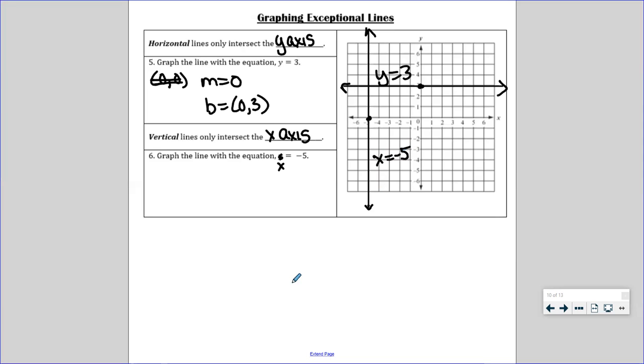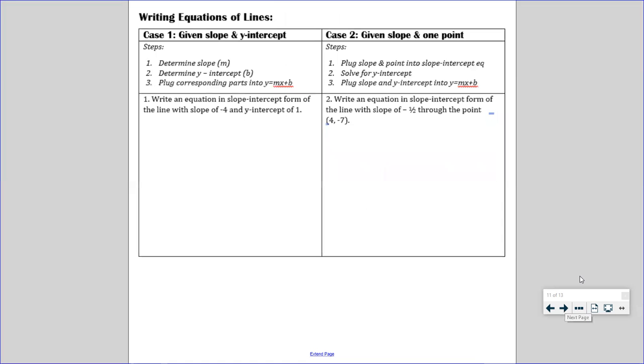All right. So there's different cases when it comes to writing equations of a line, and we're going to do the first one. It says given a slope and the y-intercept. So when you're given that, the steps are you determine the slope, determine the y-intercept, and then plug it into the y equals mx plus b.